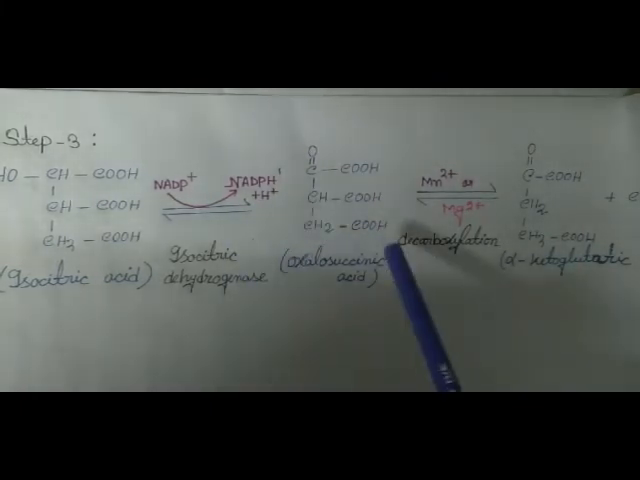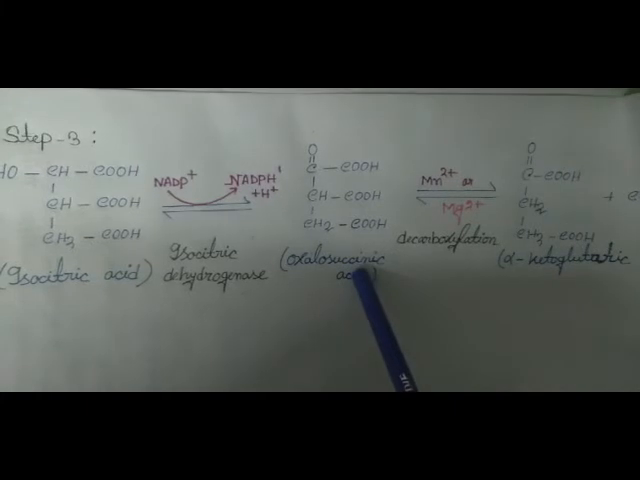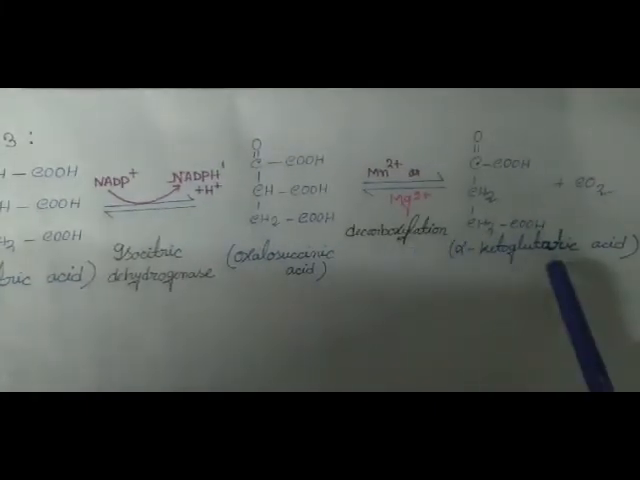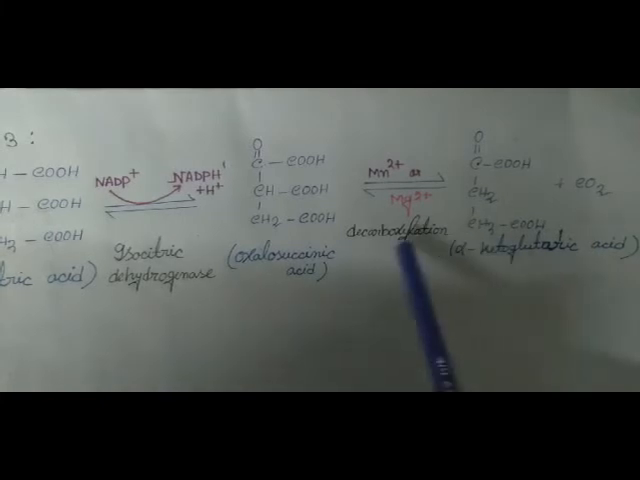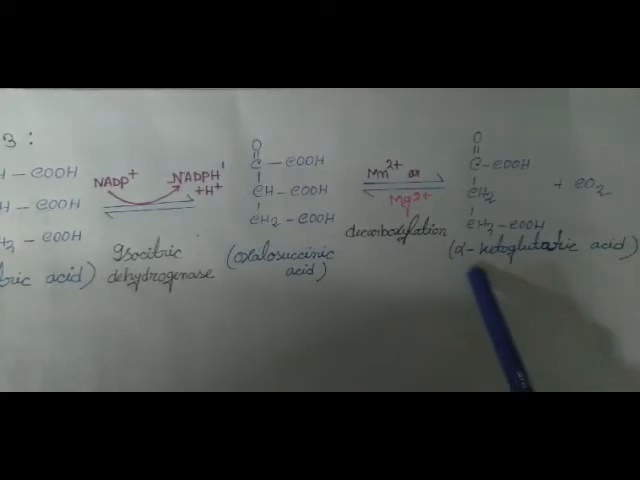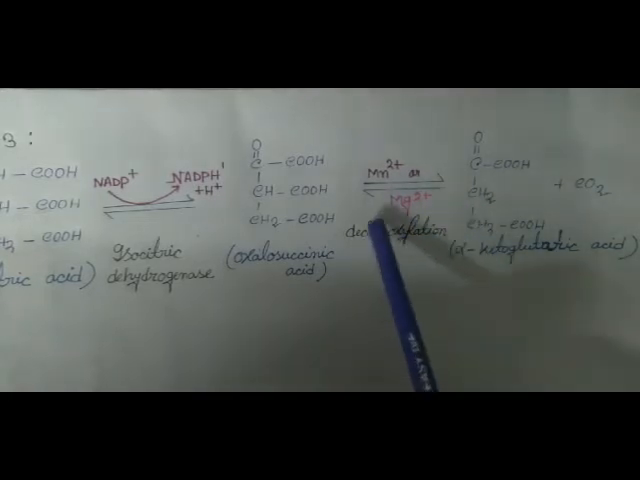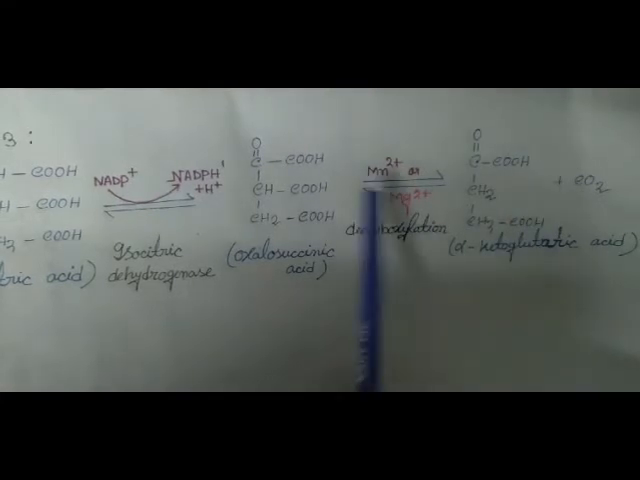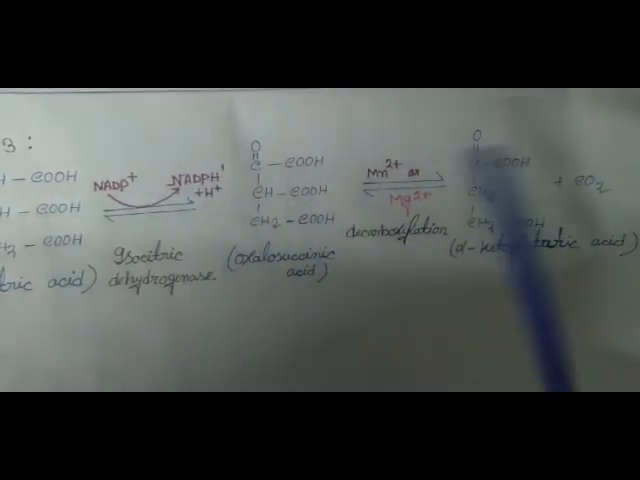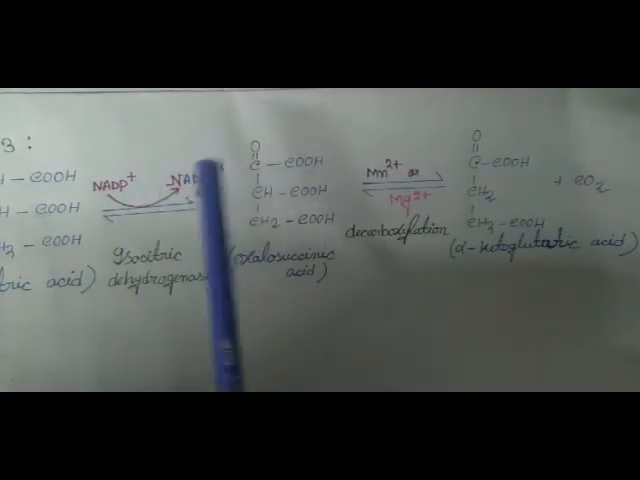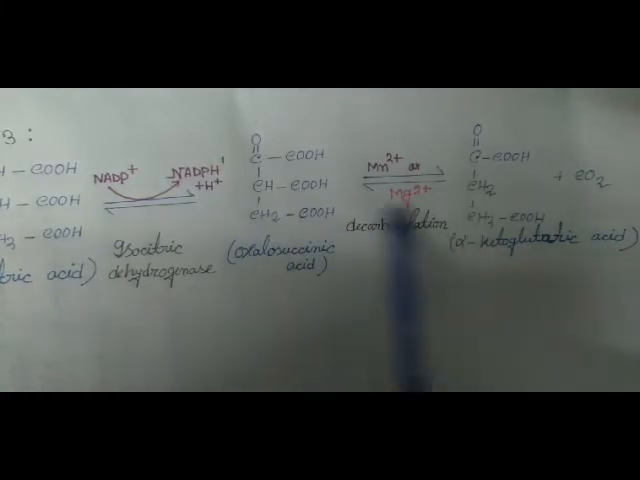Further, oxalosuccinic acid is transformed into alpha ketoglutaric acid by a decarboxylation process. And alpha ketoglutaric acid is a most important acid for plants. Magnesium or manganese is required for the decarboxylation reaction. Actually, in step 1, step 2, step 3, all the reactions are reversible.